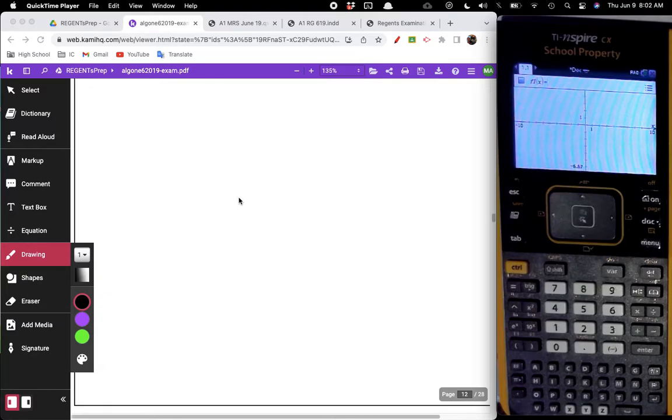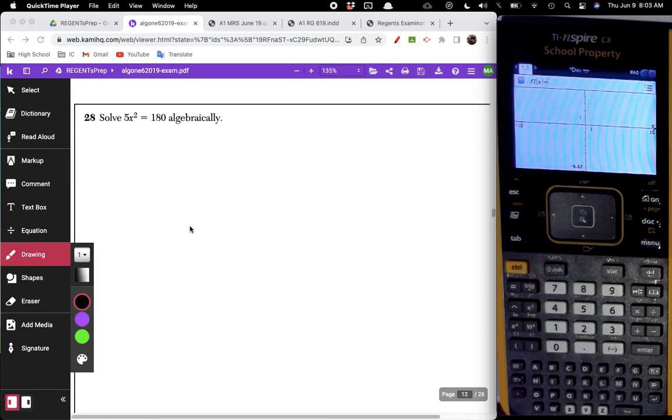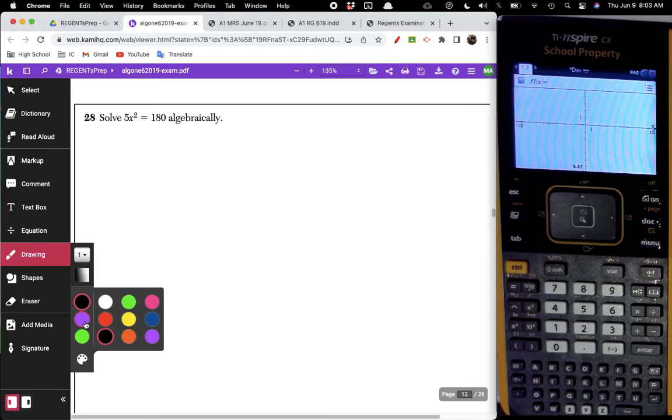So we are looking at Algebra 1 Regions, June 2019, question number 28. This one asks us to solve 5x squared equals 180 algebraically. Now, before we do that, I do just want to show a way that you could get a cheap free point here or there in case you're freaked out by trying to solve for an x squared.